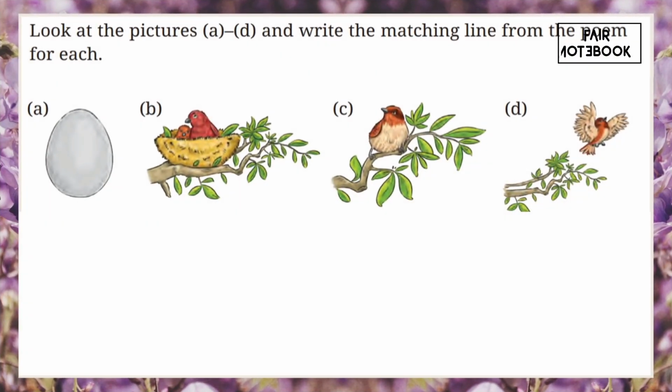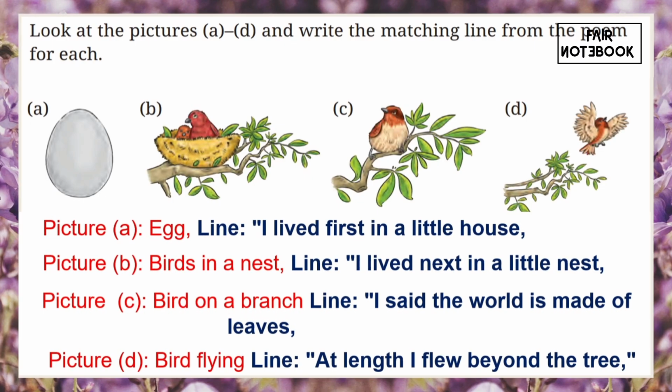Look at the picture A to D and write the matching line from the poem for each. Picture A, egg. Line, I live first in a little house. Picture B, birds in a nest. Line, I lived next in a little nest. Picture C, bird on a branch. Line, I said the world is made of leaves. Picture D, bird flying. Line, at length I flew beyond the tree.